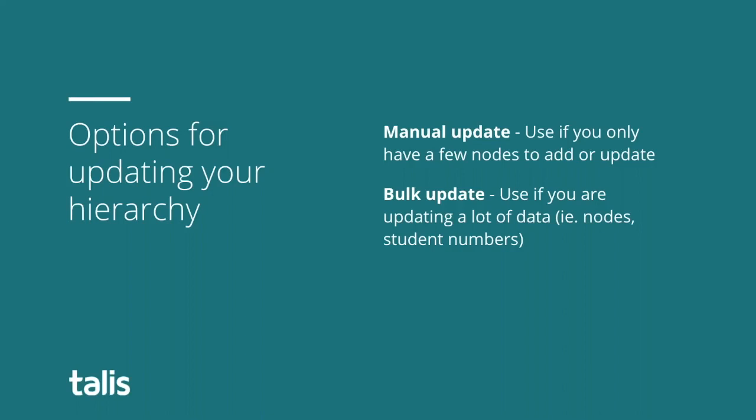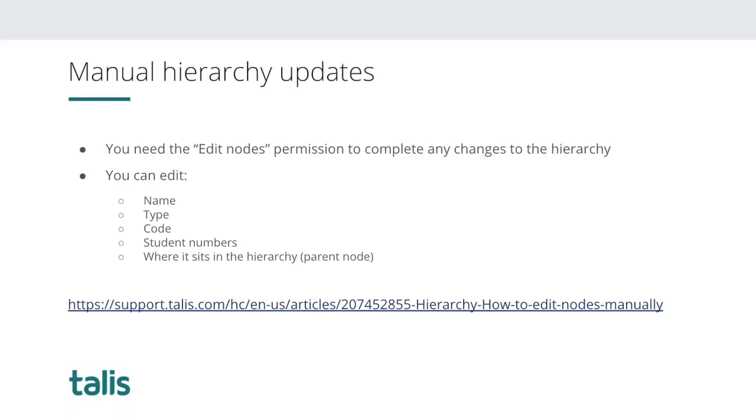So in terms of options for updating your hierarchy, there are two options, as we talked about earlier. There is the manual update. If you've only got a few nodes to update or change or add, manual is the way to go because you've already got that information. Just search, edit, update, and it's done. The bulk update, I'd recommend that you use it if you're updating a lot of data because it's faster to generate that CSV report than it would be to manually go to each one of those many nodes that you need to update. So to manually update your hierarchy, you need to go to edit.